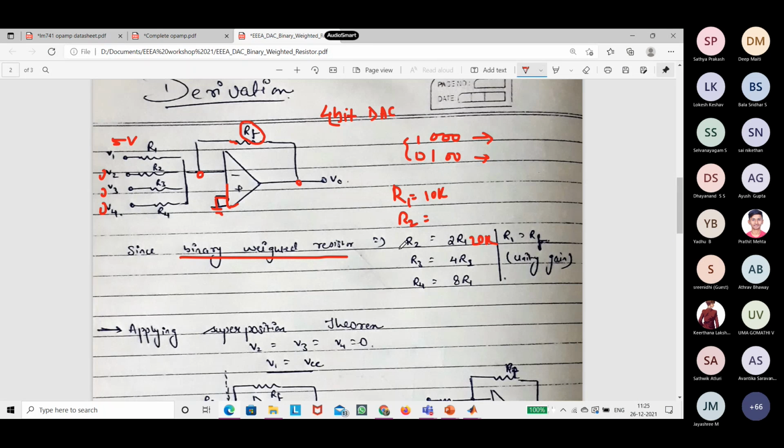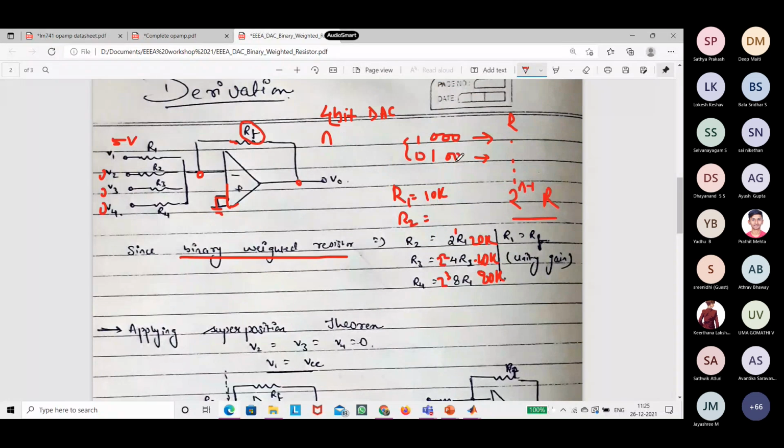And then R3 is 4 times. Say this, if you see, it is 2 to the power 1, 2 to the power 2 basically, so 40k, and this is 2 power 3, so it is 80k. Okay, so for an n-bit DAC, you need registers from R up to 2 raised to power n minus 1 R. So that is one of the compulsions of this binary weighted DAC.